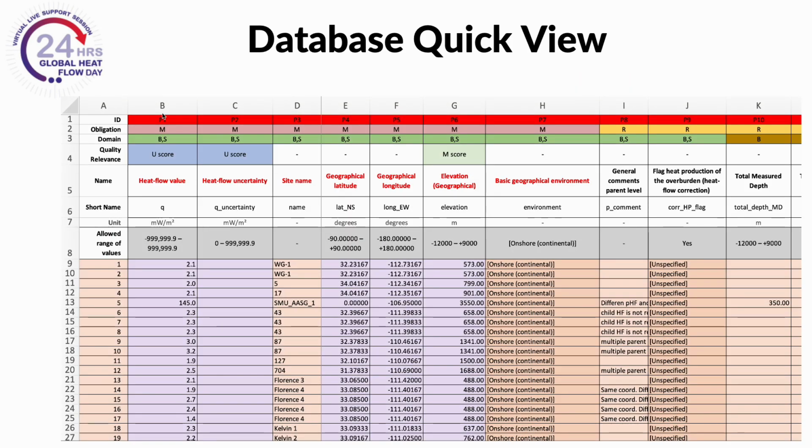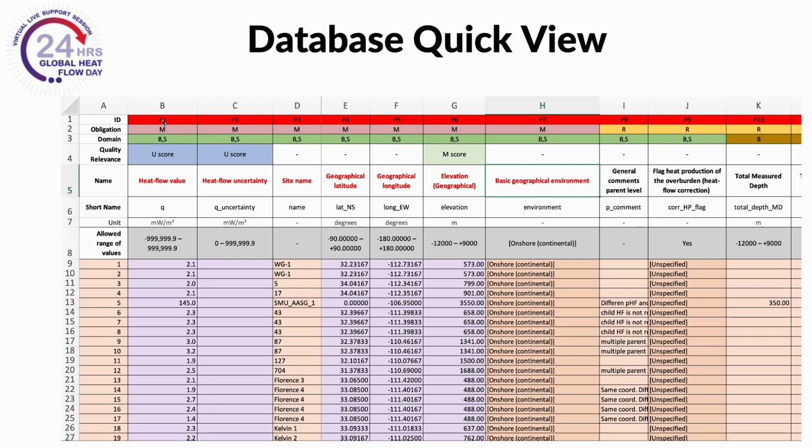Here we look at the actual heat flow database. Starting on the left side, you see the parent data, P1 and P2, the primary heat flow value and its heat flow uncertainty, as well as the parent metadata including site name, latitude, longitude, and elevation, as well as the basic geographic environment, which is whether the measurement was made on land or in water, and whether you are on the continent or in the oceans.